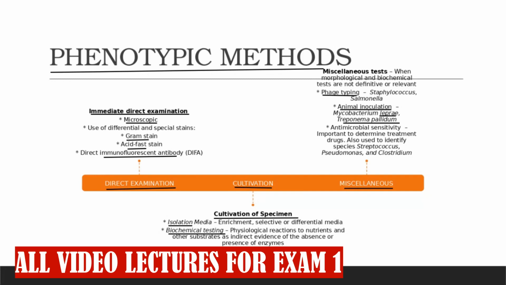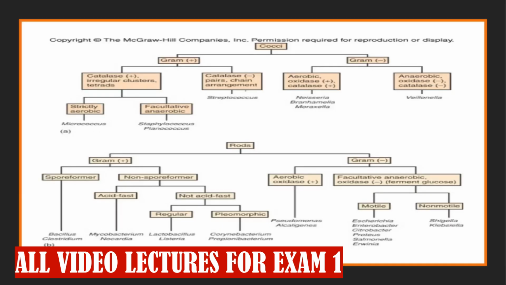They can also perform antimicrobial sensitivity testing using some chemicals that can destroy or control the growing of specific bacteria. For example, to identify Pseudomonas, Streptococcus, and Clostridium. This is the common staining and also chemical tests used in phenotypic methods. So this is especially for bacteria.